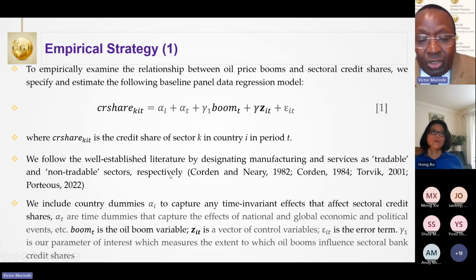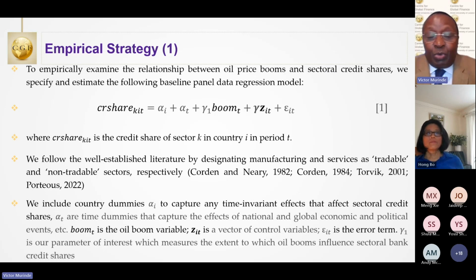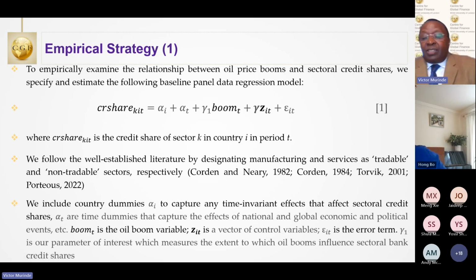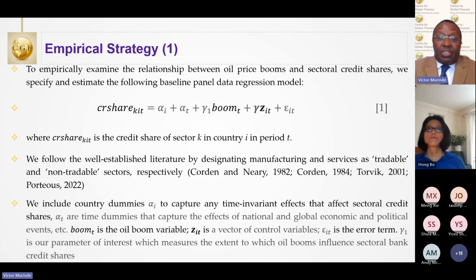And that's our simple model. It's a baseline model, and we shall see ways in which we modify the baseline model. So basically here, gamma associated with boom is the parameter of interest. It's the parameter which is measuring the extent to which oil booms influence sectoral bank credit shares. So that's a simple baseline model. Okay.